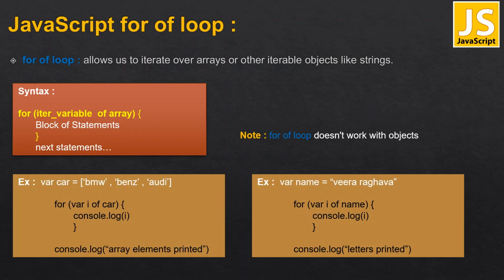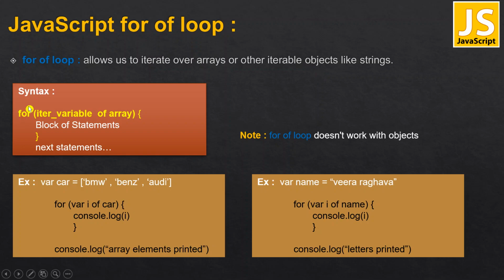It belongs to the category of sequence data types. Okay, these for in or for of loops are specially designed to iterate over these sequence data types, friends.